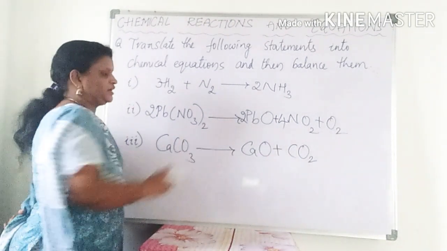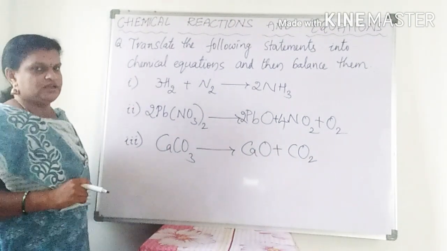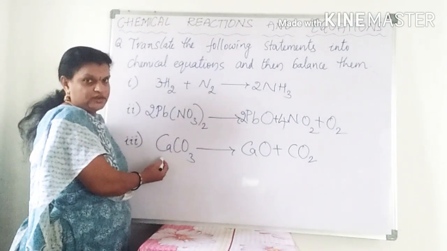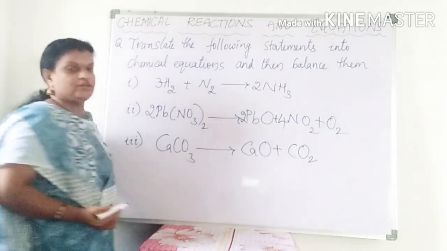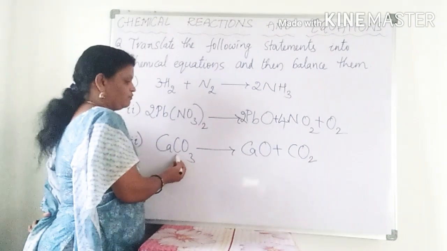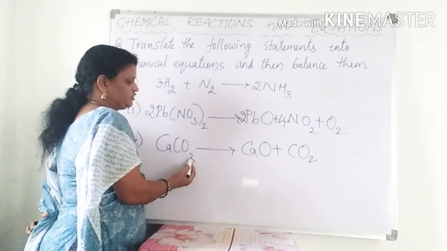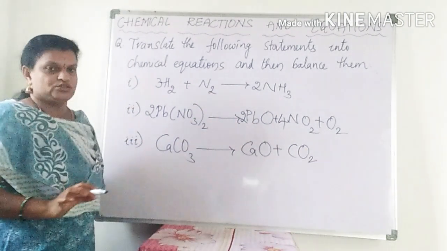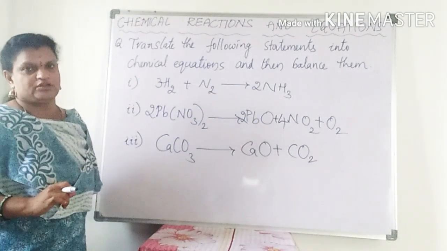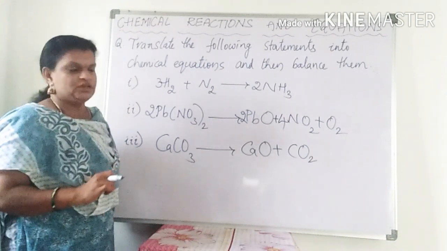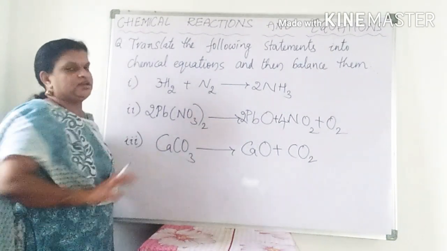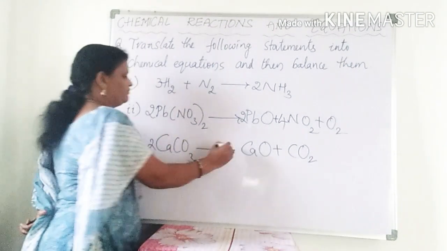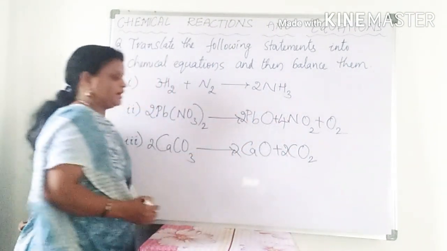So we have written the skeletal equation. Now we will check whether it is balanced or not. Calcium atoms, left side and right side, only one atom is there. Carbon 1, here also 1, oxygens 3 here, oxygens 3 here. Now it is already balanced. No need to write any coefficient before the molecules. But many students will think that as an equation is given, something has to be written before it. So they will write 2 everywhere. Now also it is balanced only.